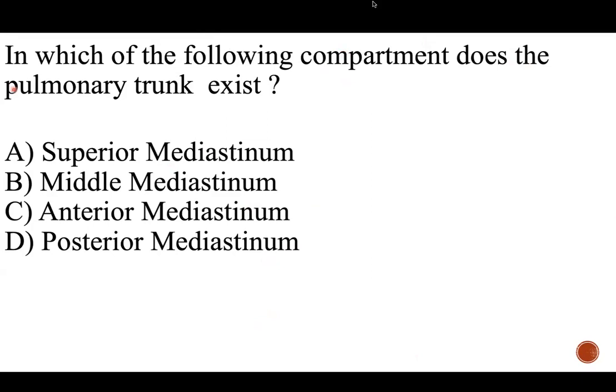Why? Because we said that the root of the great blood vessels are all in the middle mediastinum. The pulmonary trunk leaves the heart and directly goes to the lung. So the root of the pulmonary trunk is in the middle mediastinum, and the right and left pulmonary arteries are also in the middle mediastinum because they go right and left directly to the lungs, which lie right next to the heart. Excellent. So this was it for the mediastinum. Does anyone have any questions?